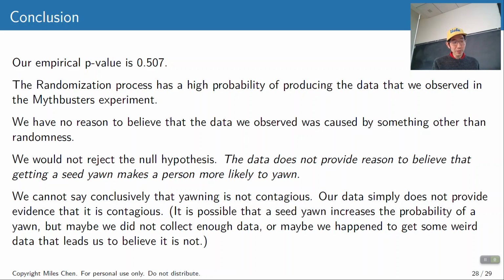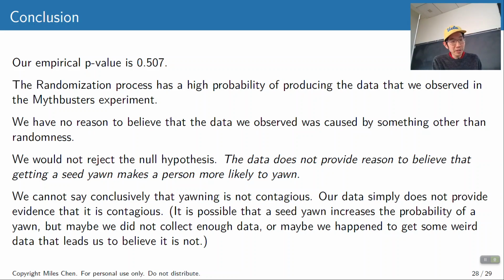Okay, so as far as I'm concerned, this data does not give us a reason to believe that the data we observed, or that the data that Mythbusters observed, was caused by something other than the randomization process, the random assignment there, okay? And so we would not reject the null hypothesis, right? The data we have does not provide reason to believe that seeing a yawn makes a person more likely to yawn. This data could have easily been the result of just the random assignment and nothing else, all right?